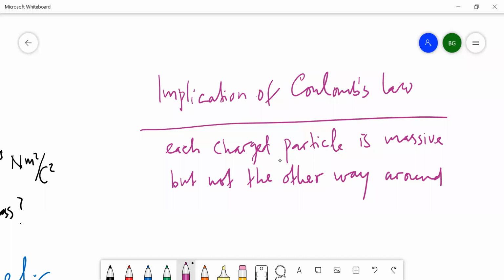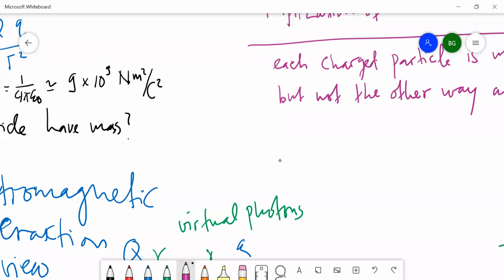Tapi tidak berlaku sebaliknya, partikel bermassa belum tentu bermuatan. Contohnya neutron. Neutron netral, tapi dia punya massa. Jadi tidak bisa arah kebalikan. Statement seperti ini merupakan statement yang paling dasar. Sejauh yang saya tahu, partikel dasar yang ditemukan oleh fisikawan selalu memenuhi statement ini. Bermuatan pasti punya massa, tapi bermassa tidak harus bermuatan.